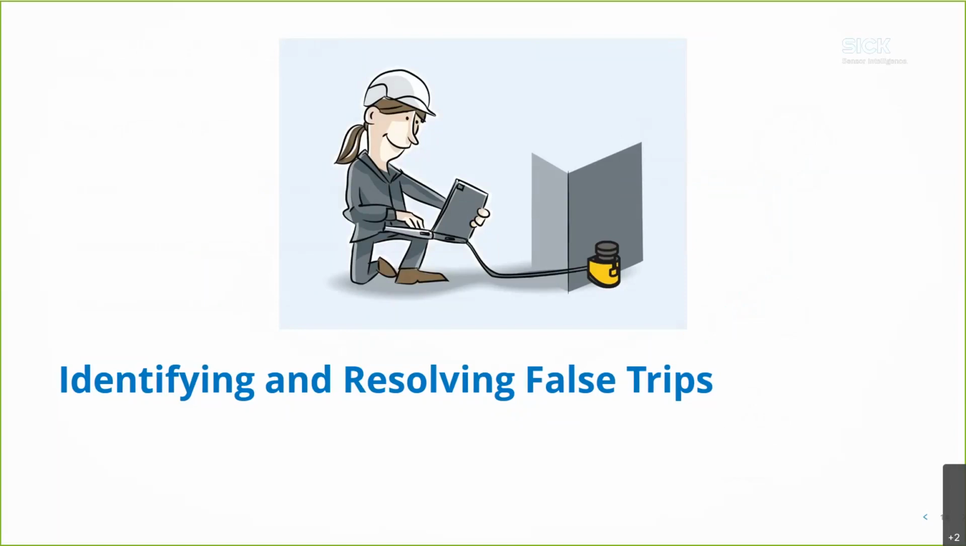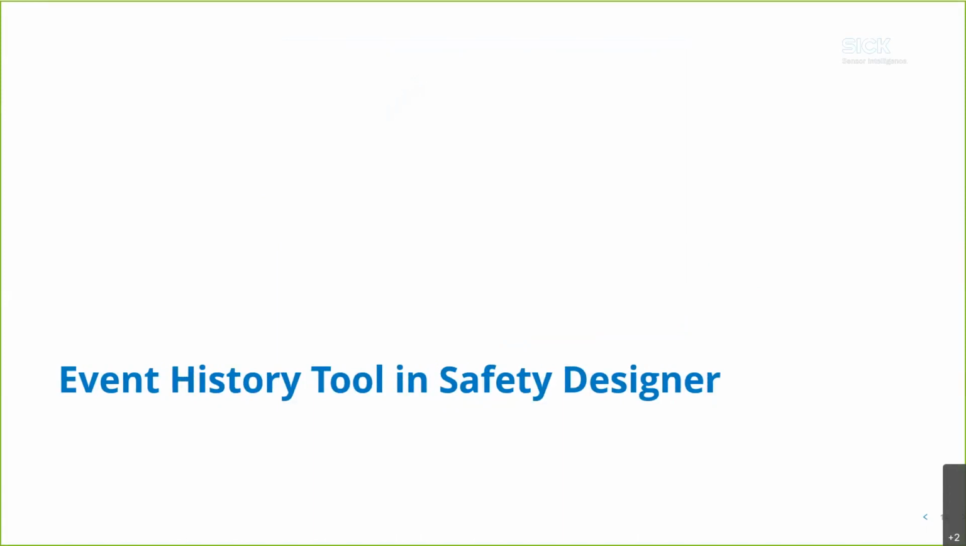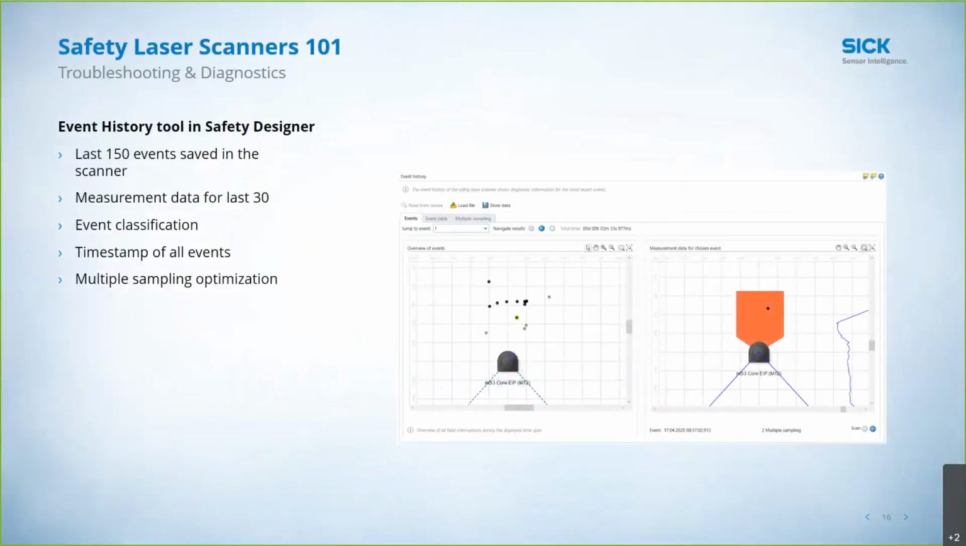All right, so now for the real interesting stuff, identifying and resolving false trips. This is probably one of the main issues that people have with any optical type sensor, whether it be safety light curtains, or safety laser scanners, or even single beam sensors, is having to deal with false trips. The first thing that I want to talk to you about is our event history tool that you can find in that Safety Designer software that I just mentioned.